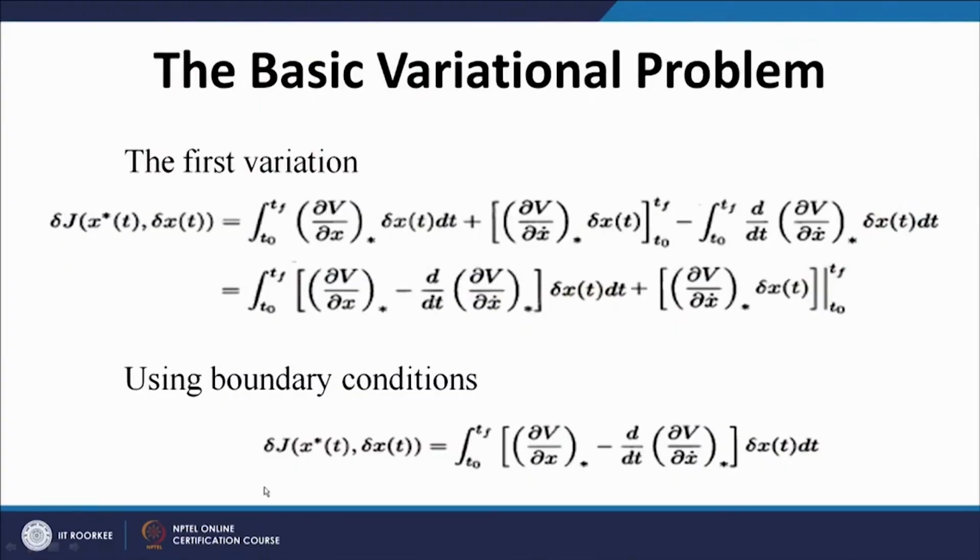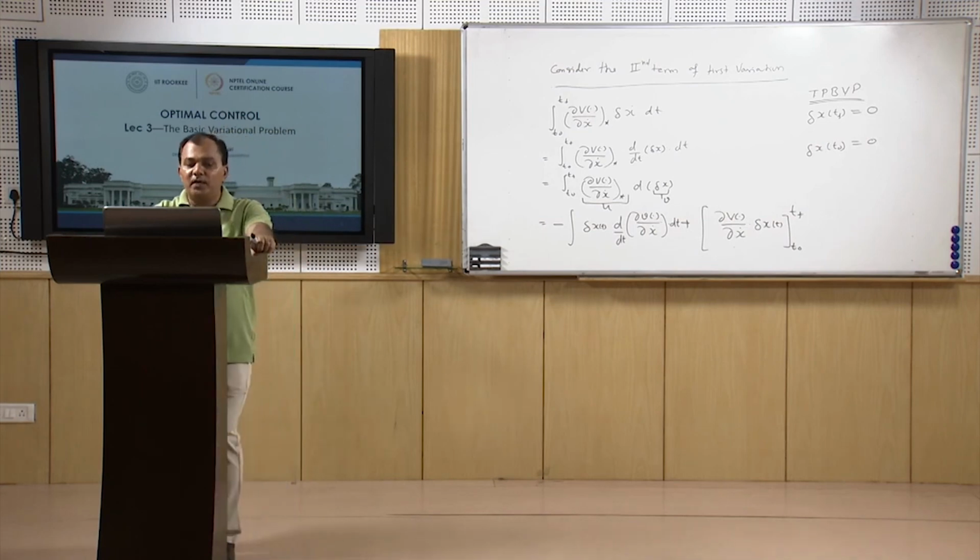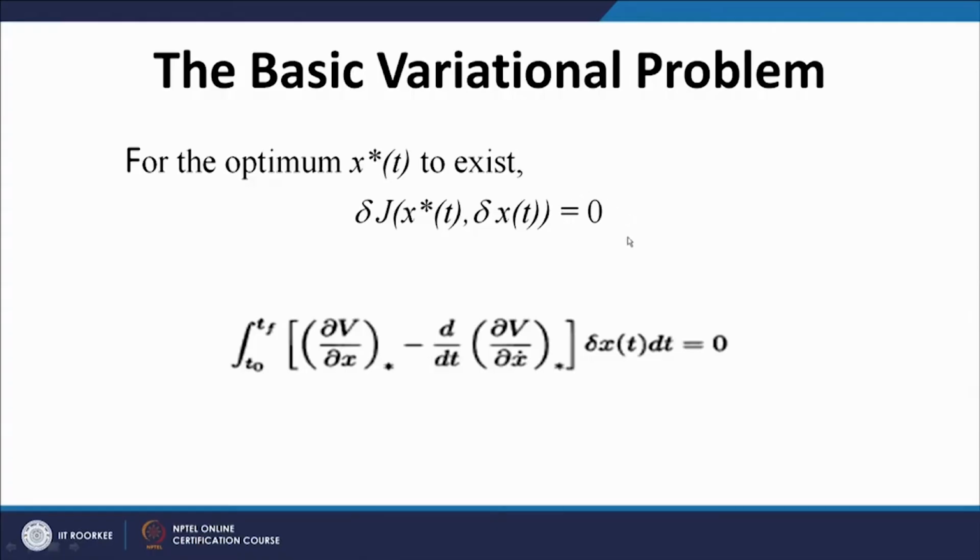So, in this case, if we consider the 2 point boundary value problem, my first variation is simply equal to the integral from T0 to Tf of del V by del x minus d by dt del V by del x dot, times delta x t dt. And what is my fundamental theorem? To get the optimum value, my first variation must be equal to 0 at the optimum point. So, for optimum x star t to exist, my delta J must be equal to 0. This means the integral from T0 to Tf of del V by del x minus d by dt del V by del x dot, times delta x t, must be equal to 0.